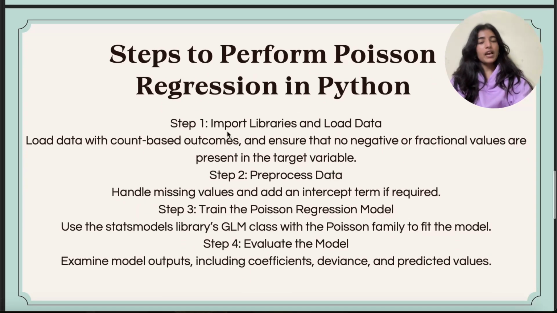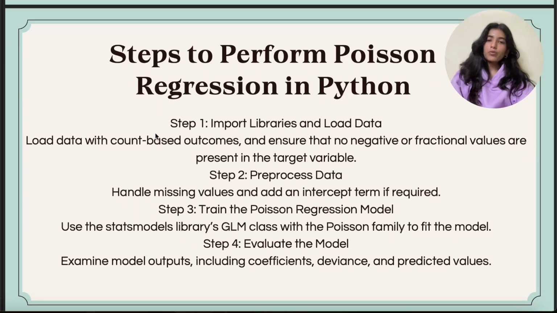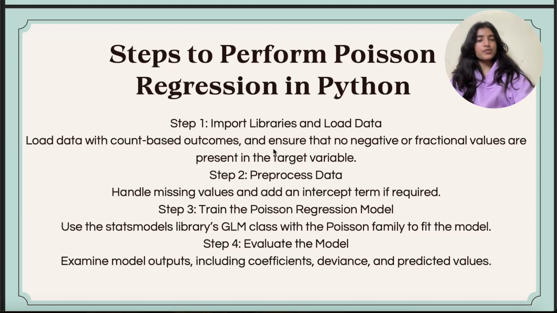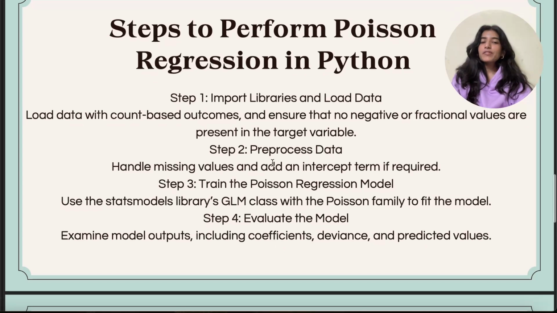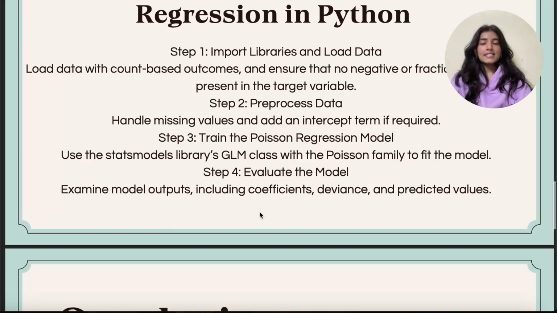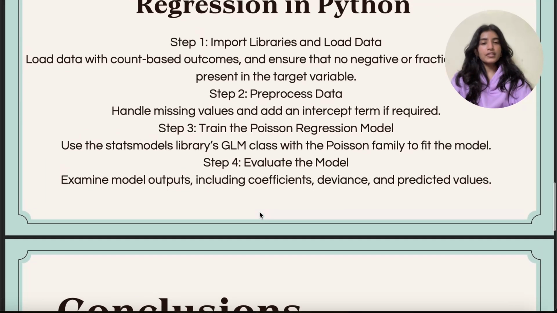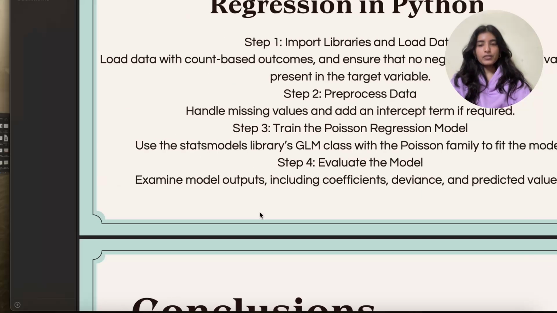Step 1, we will first import libraries and load the data with count based outcomes and ensure that no negative or fractional values are present in the target variable. Then we will pre-process the data, so handle missing values and add an intercept term if required. Then we will train the Poisson regression model. Use the statsmodels library GLM class with the Poisson family to fit the model. Then we will evaluate the model, examining model outputs including coefficients, deviance, and predicted values. Now let's look at the code.